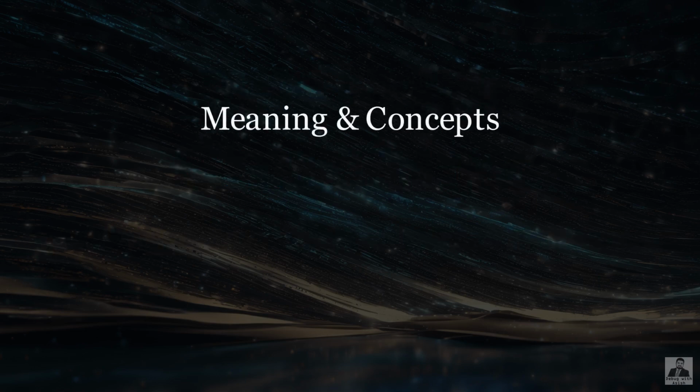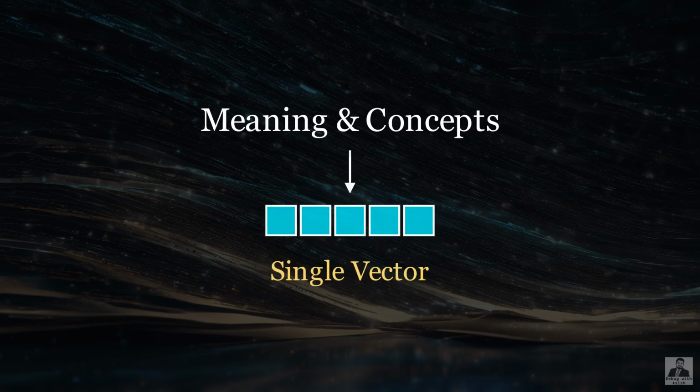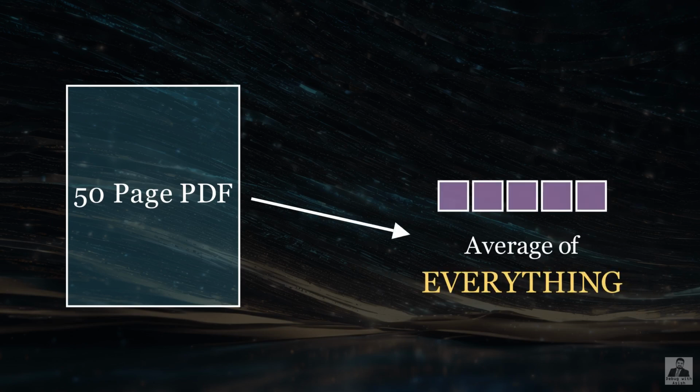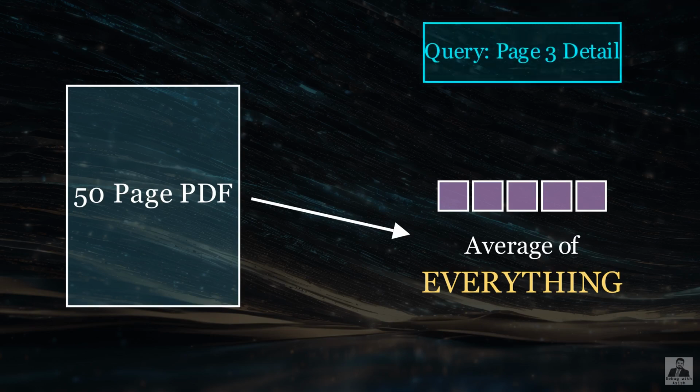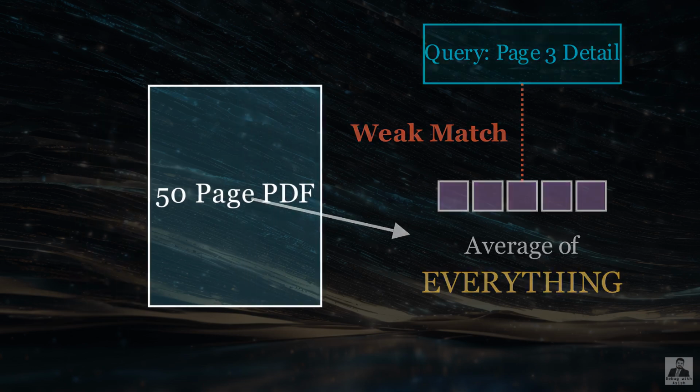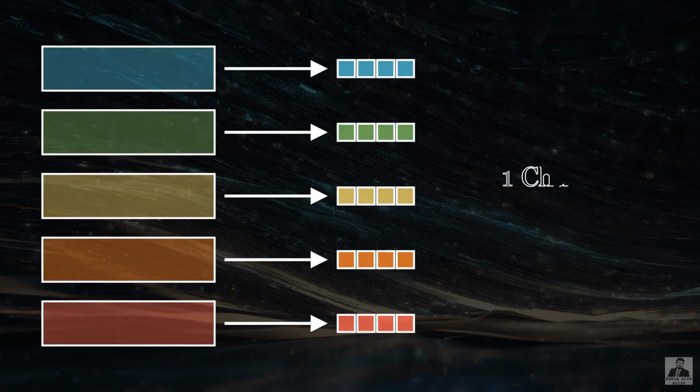Remember from episode 1 that an embedding compresses meaning into a single vector. If you embed an entire 50-page document as one vector, that vector becomes an average of everything in the document. Specific details get buried. A query about something on page 3 will score weakly against a vector that represents all 50 pages equally. The solution is to split your document into small focused chunks before embedding, so each vector represents one clear idea.